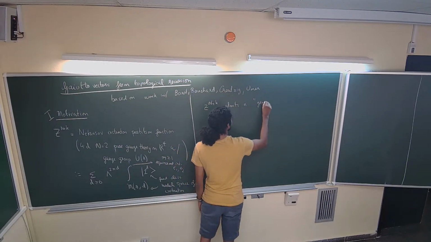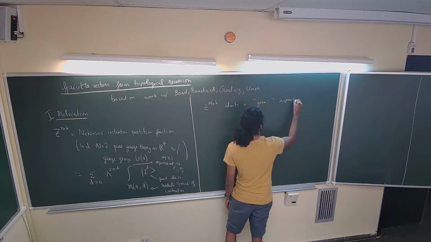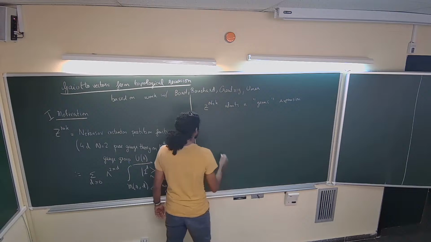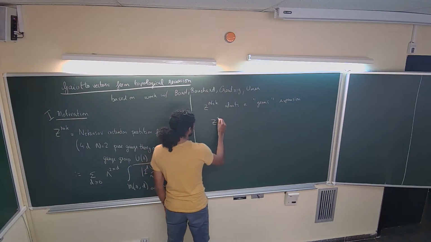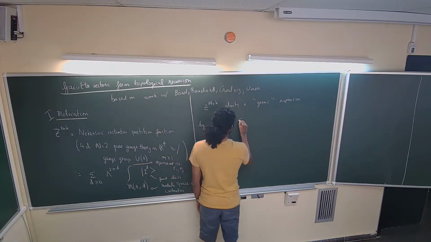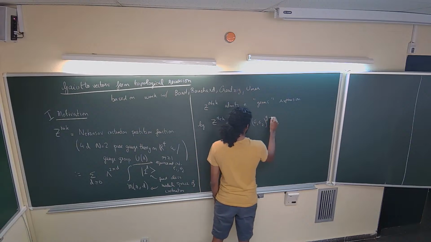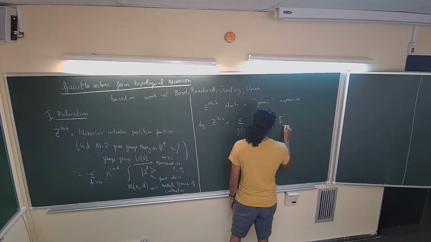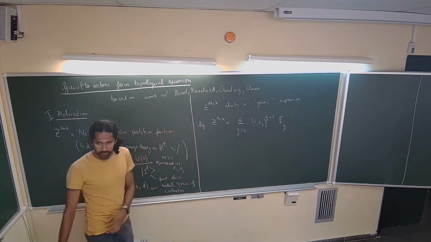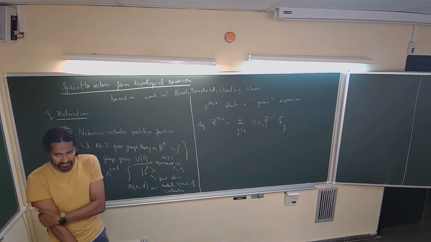So-called genus expansion. By that I mean that there's an expansion of the following form. If I take log of this guy, there's some expansion of the following form. And why is this called a genus expansion?